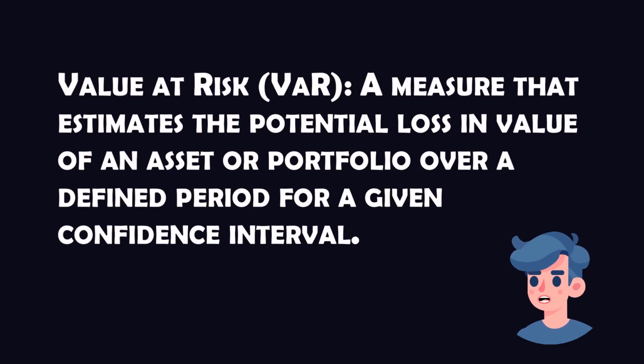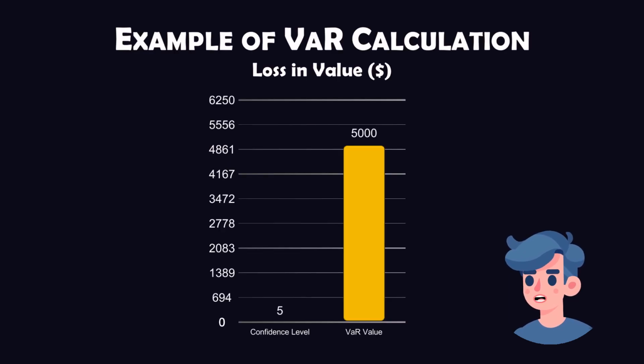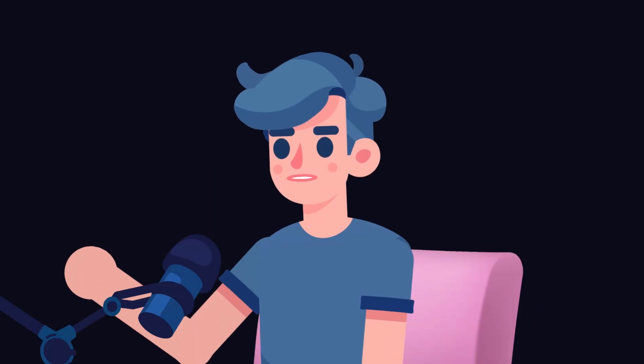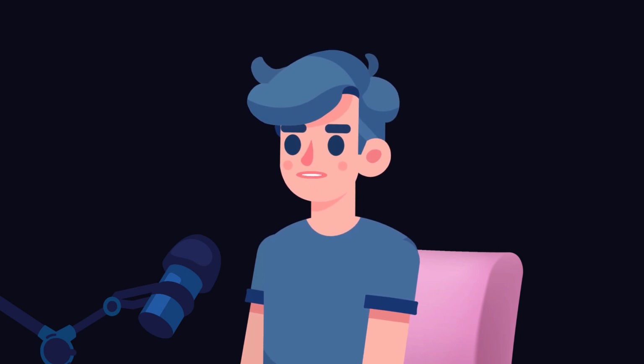A key metric used to measure downside risk is the value at risk, VaR. VaR quantifies the maximum loss an investment might experience over a specific period, given normal market conditions. If you have a portfolio with a one-day 5% VaR of $5,000, it means there's a 5% chance your portfolio will lose more than $5,000 in a day. Downside risk and VaR are crucial for risk-averse investors who prioritize the protection of their capital over maximizing returns. For example, retirees depending on their pensions will focus more on downside risk.